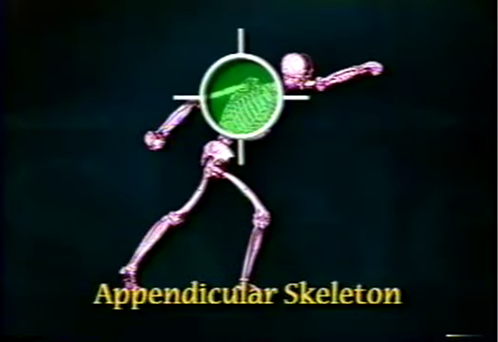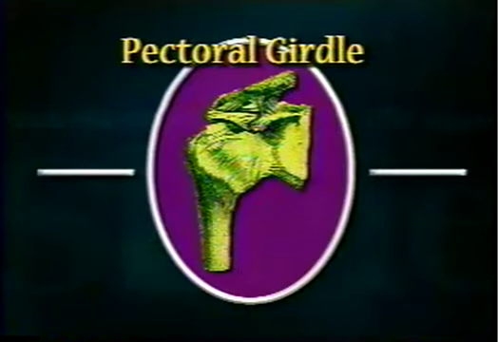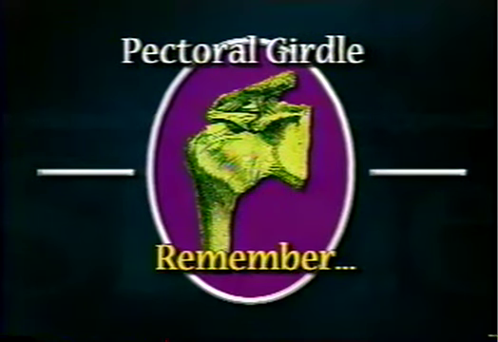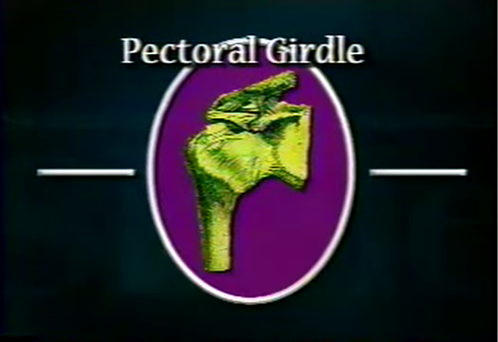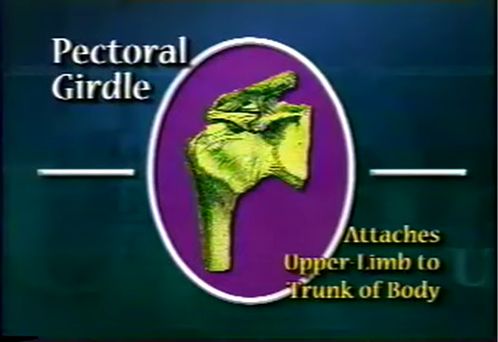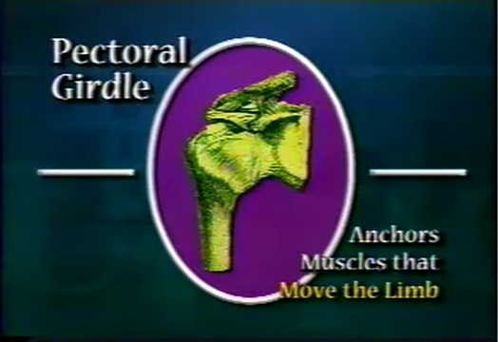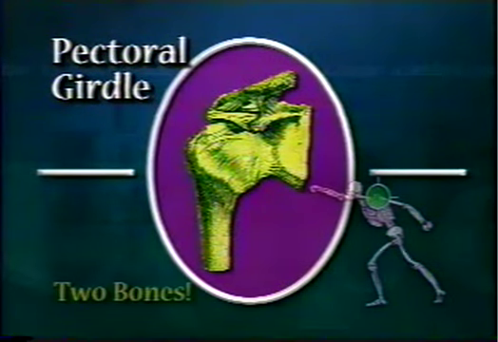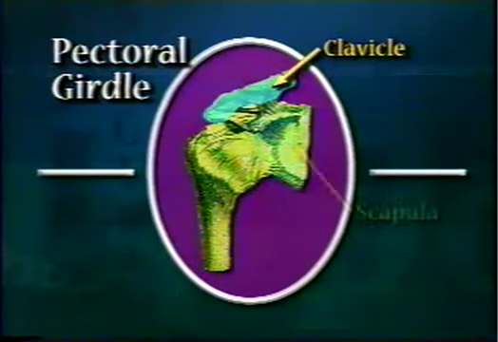Region 1, upper limbs. One of the many important bones contained in the appendicular skeleton is the pectoral girdle. The pectoral girdle is also called the shoulder girdle. So remember, even though we're only describing one pectoral girdle, there are two in your body because you have two shoulders. The pectoral girdle attaches the upper limb to the trunk of the body and also anchors muscles that move the limb. Each girdle is made up of two bones, the clavicle and the scapula.